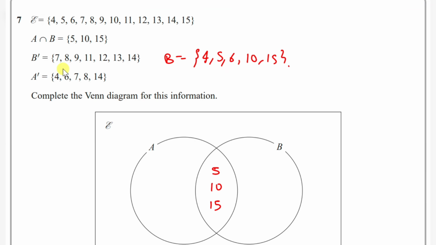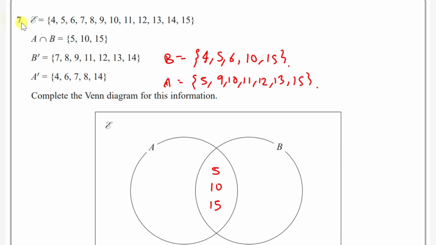Same for A, yeah? Let's do the same for A. These are numbers that are not supposed to be in A, but then what's supposed to be in A could be 5, and then 9, 10, 11, 12, 13, and 15.